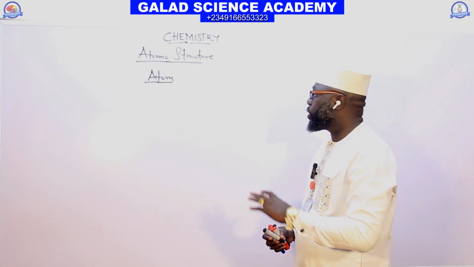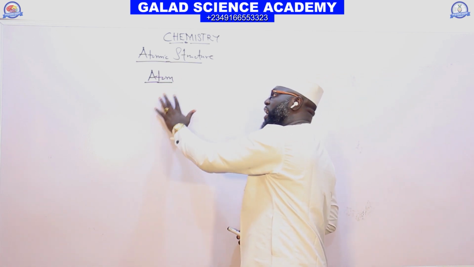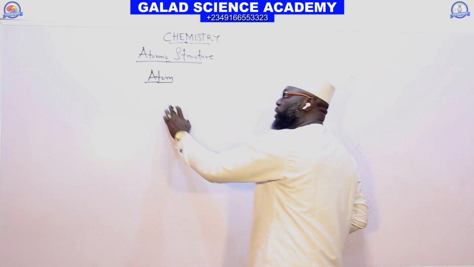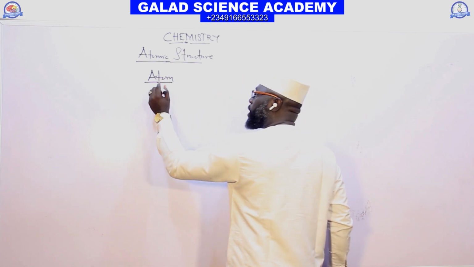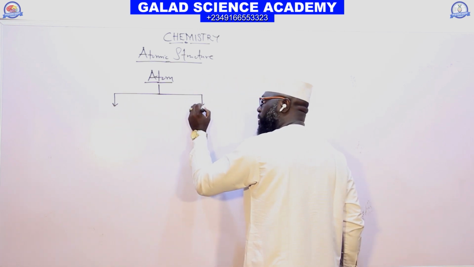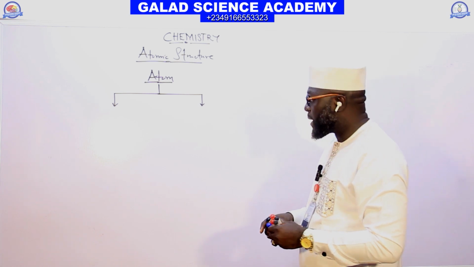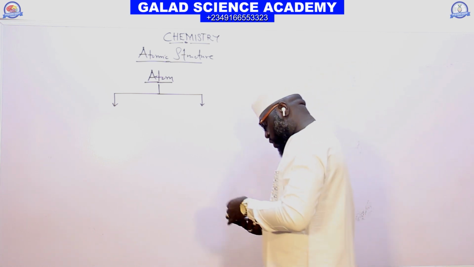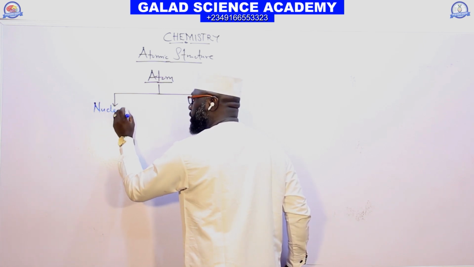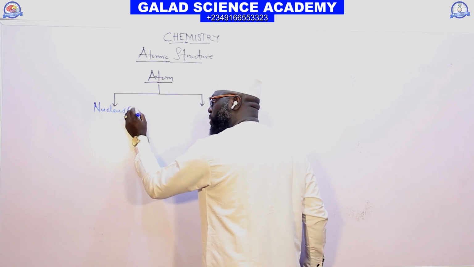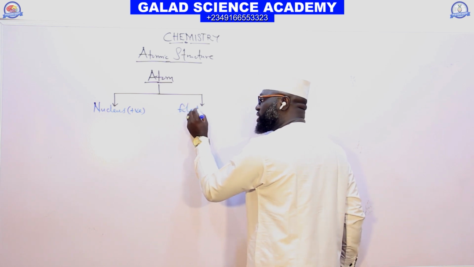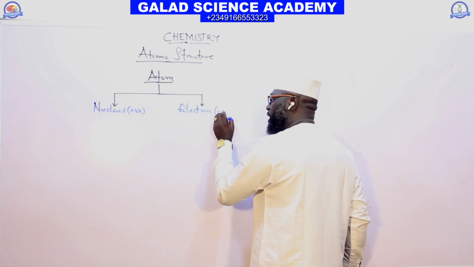Then what are the components, or the structure, of an atom? A typical atom comprises two things. We have what we call the positive central nucleus, and we have negatively charged electrons.